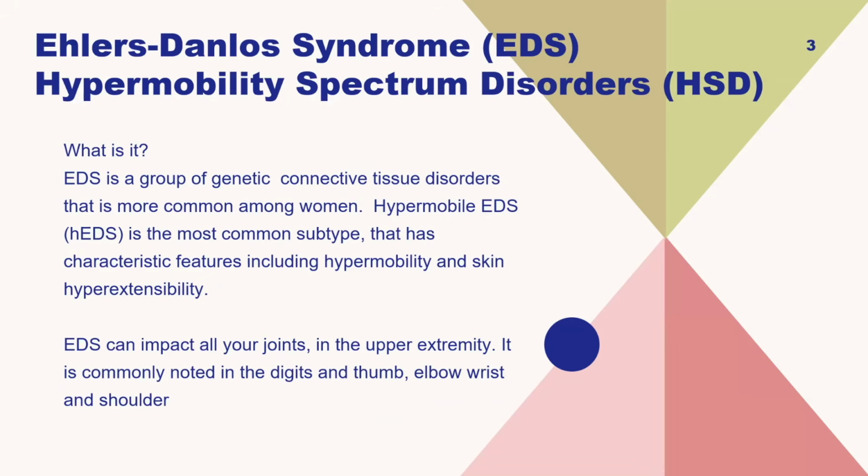Next slide. So I know we already covered this. EDS is a group of genetic connective tissue disorders that are more common among women. And it has characteristic features including hypermobility, skin hyperextensibility, and it can impact all of your joints in your upper extremity and is commonly noted in the digits, thumb, elbow, wrist, and shoulder.